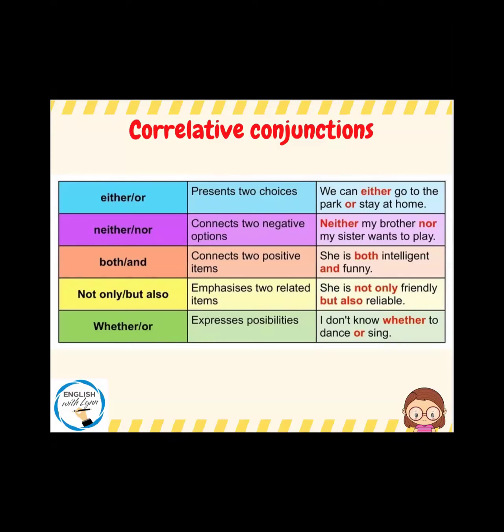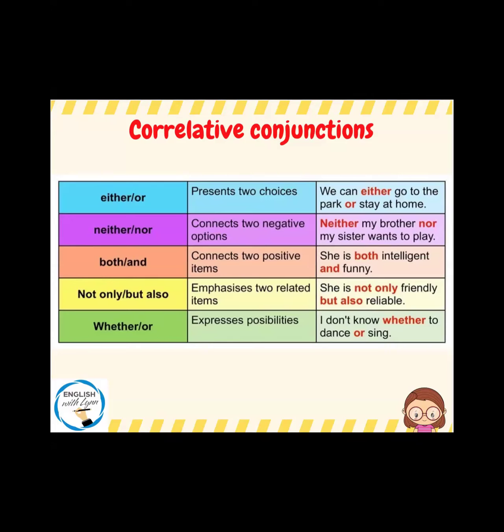Then we have both and, and this is connecting two positive ideas. So she is both intelligent and funny. So the adjectives intelligent and funny are used to describe her, and she's not one or the other, she is both of those. And if we look at the neither nor sentence, you could say both my brother and my sister want to play. So you could use it that way if both of them want to do something. Neither nor is a negative, both and is a positive.